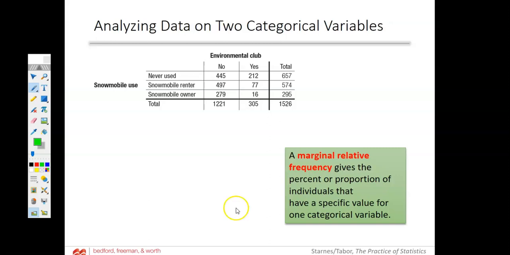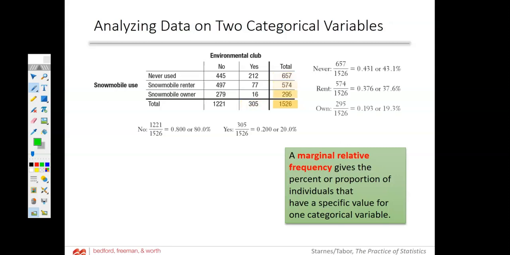So if you want to find, say, the margin for no, how many folks are not in the environmental club, or what proportion are not in that? That would be 1,221 divided by the total of 1,526. So 80% are not in the environmental club, which means 20% must be in it. We get that number from the column total of yes. We could also do that for never used. That would be 657 over 1,526, or 43%, and so forth.